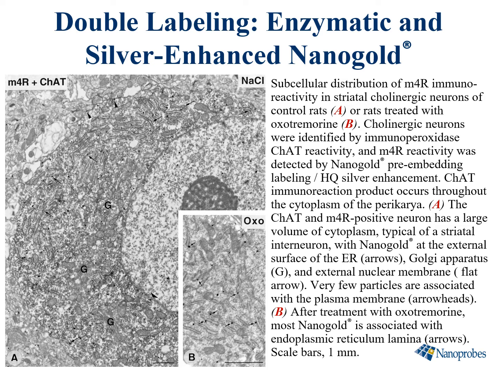Silver enhancement with Nanogold can be used for double labeling, where the silver enhanced Nanogold provides a punctate labeling of specific, unique targets, while a second visualization method, in this case enzymatic staining with diaminobenzidine, creates a diffuse staining for labeling a second target.